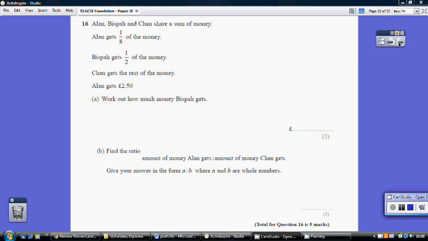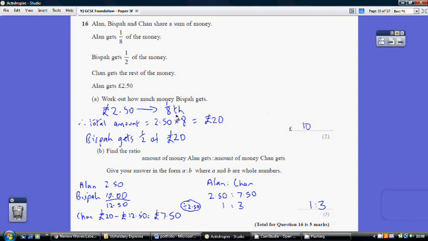Question 16. So we're told that Alan gets £2.50. Now Alan gets an eighth of the money, so an eighth of the money is £2.50. So how much is the total amount of money if £2.50 is an eighth of the money? Well, we need to do £2.50 times 8, which is £20. Now Bisbar gets half of the money, so they get half of the £20, which is £10.